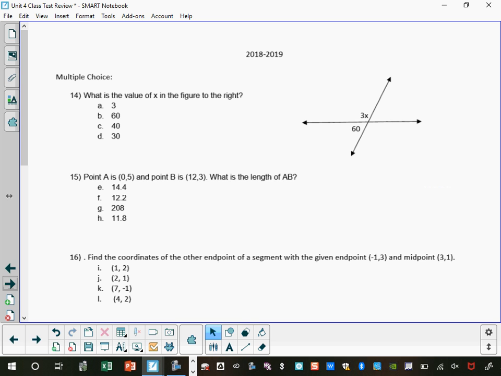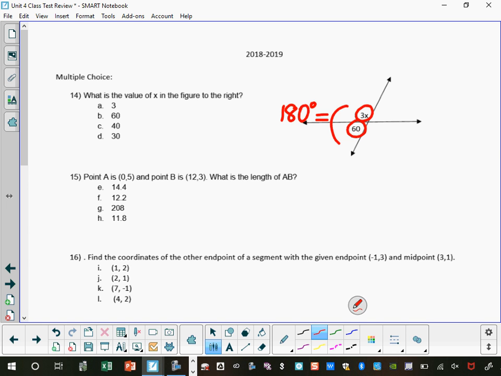All right, let's go back to Desmos. Number 14 says, what is the value of x in the figure to the right? If these are side by side, it's a linear pair, which means both of these angles are going to equal what? 180. So let's grab Desmos.